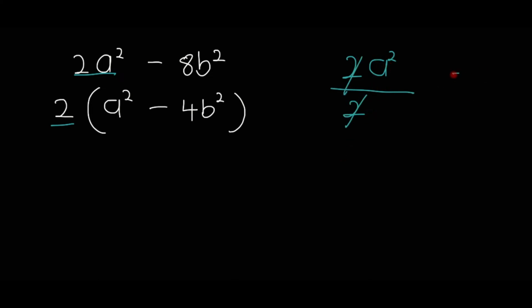a squared, and then minus 8b squared divided by 2. So minus 8 divided by 2 is minus 4. So that is why we have a squared minus 4b squared.